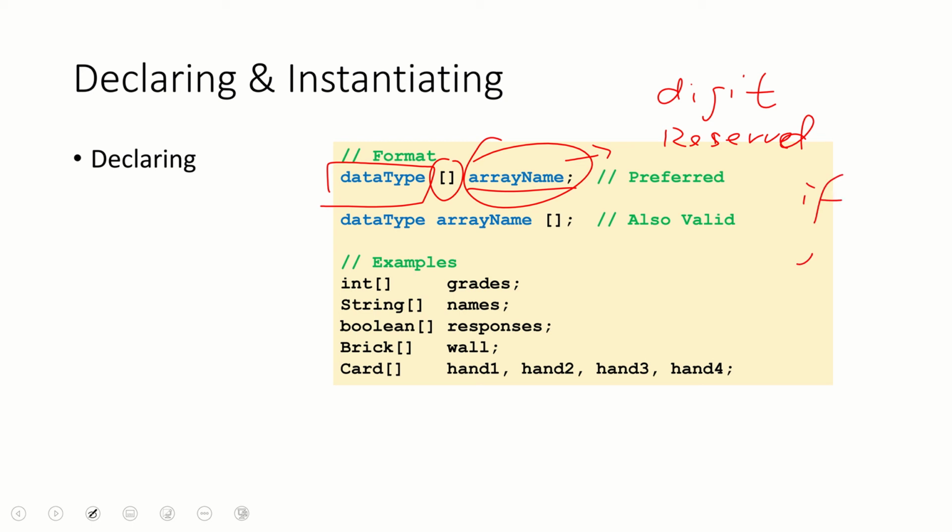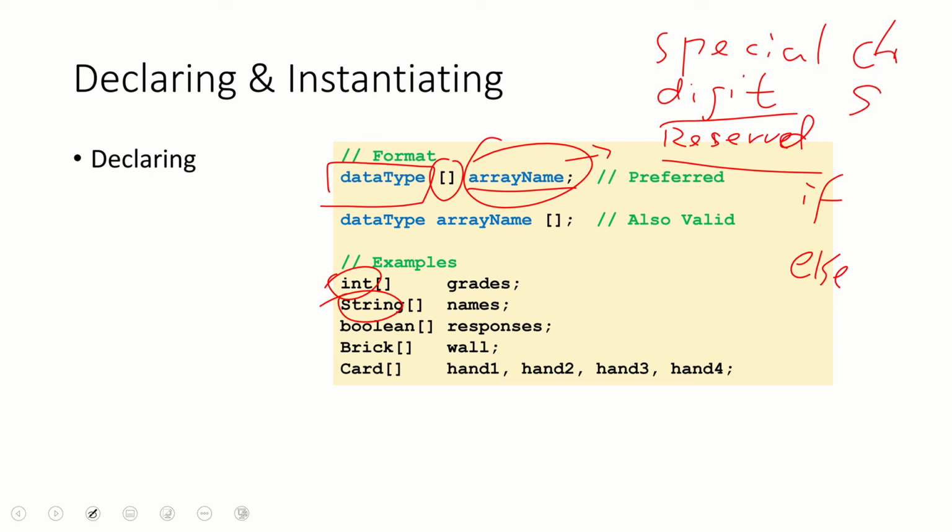Something like if, else, right? Even this data type, built-in data type, you cannot use them. And you cannot use a special character, okay? Special character, except two, which is dollar sign and underscore. Only two special characters you can use. Otherwise, for other things, you cannot. Something like a dot or semicolon, right? Those things you cannot include for the naming.